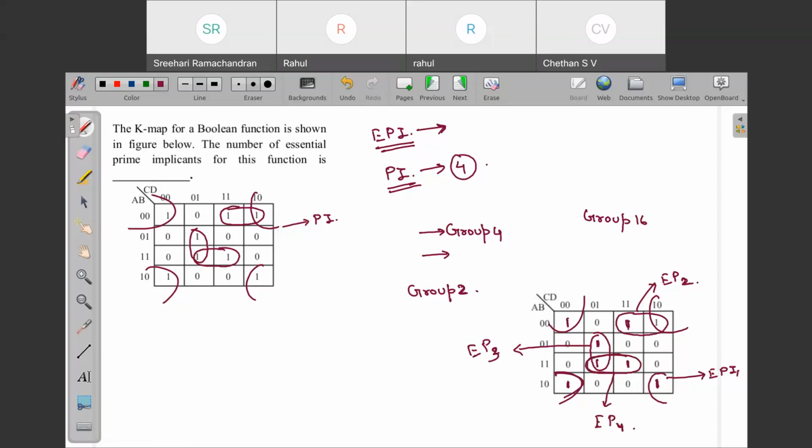Understand that this group is an essential prime implicant due to this one, not due to this one. And this essential prime implicant 3 is essential due to this one, not due to this one. Okay, so this is very important. So how many essential prime implicants do we have? Essential prime implicants are also 4. So Srihari, did you understand now what is the concept of prime implicant and essential prime implicant? Very much clear, sir.